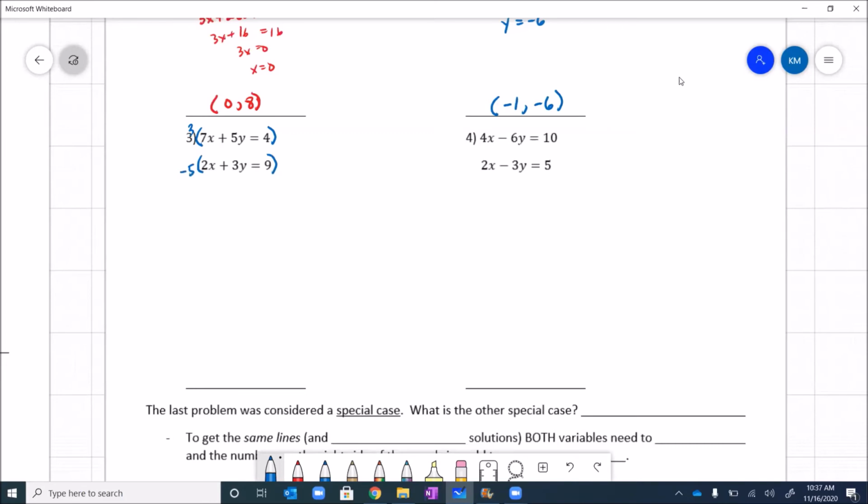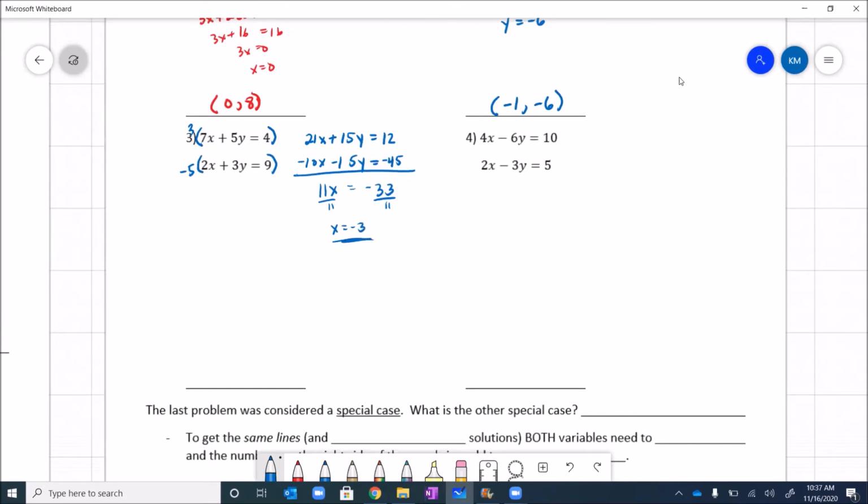Okay, and so I'm going to do that. 21x plus 15y equals 12. And here I have -10x minus 15y equals -45. All right, so add all these terms together. And now notice, and this is the important part, I have positive 15y and -15y. So when I add these together, they should cancel out. So I have 11x, and this will be negative 33. Divide by 11, and I find that x is negative 3.